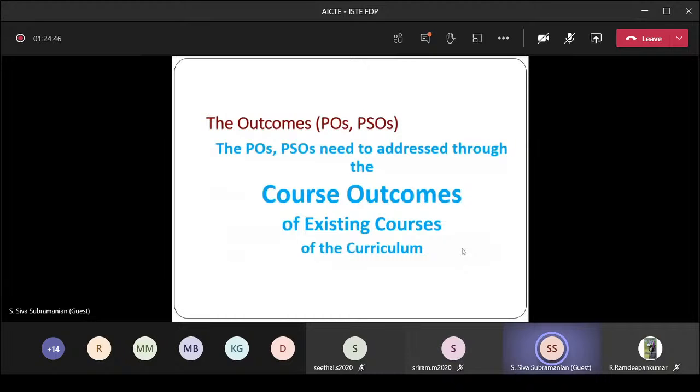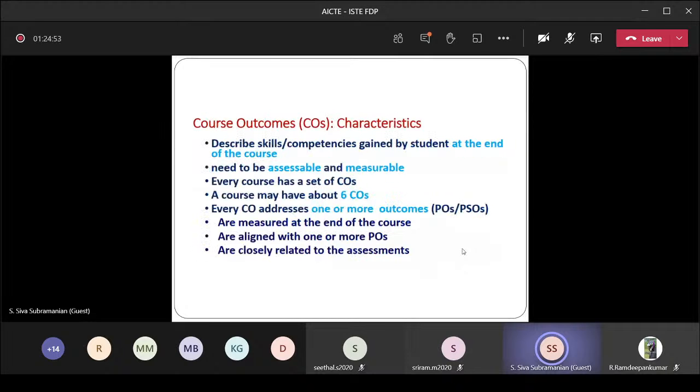Okay, so again, as said, the POs and PSOs need to be addressed through the course outcomes of existing courses in the curriculum. And how do we write a course outcome, right? Writing a course outcome is basically a skill that the course coordinator should have, or the competency, right? What he or she expects the students to have at the end of the course. It is what is going to speak about the course outcome, right? At the end of the course, what my student has gained. Okay, and that should be SMART.